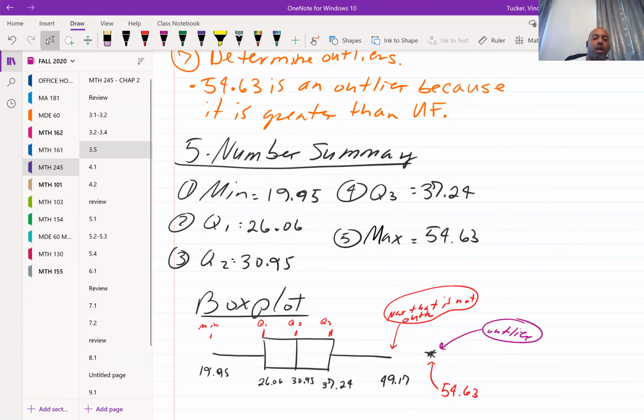So then the last thing, our box plot. So we have 19.95. Don't forget our whiskers will extend out to the smallest and largest values that are not outliers. So don't forget our max here is 54.63, but we ended up finding out that was an outlier. So here our whisker extends to the largest value that was not an outlier, which is 49.17. But then we have this outlier asterisk for 54.63. And there you go.